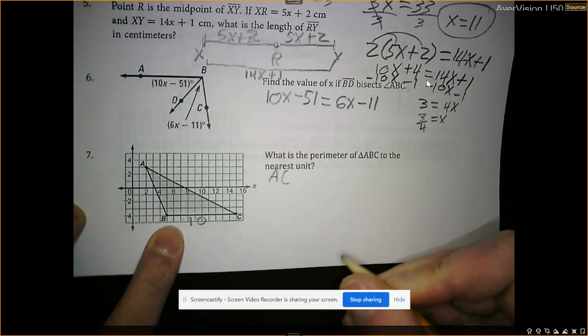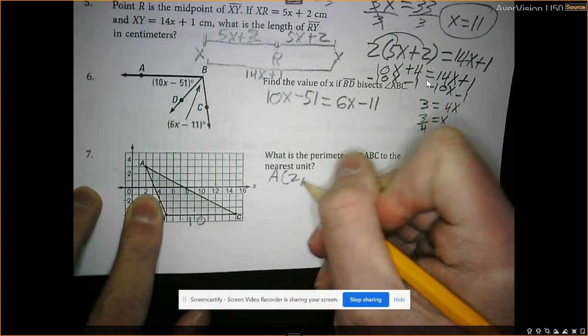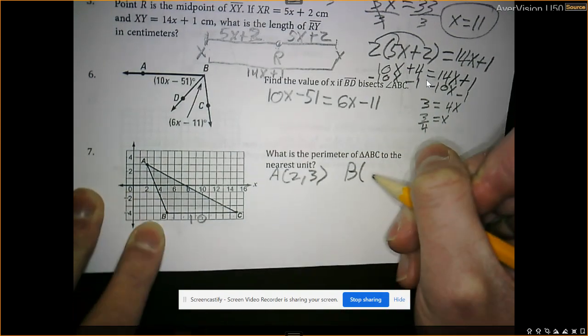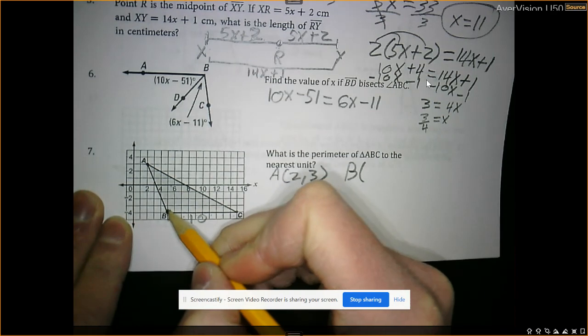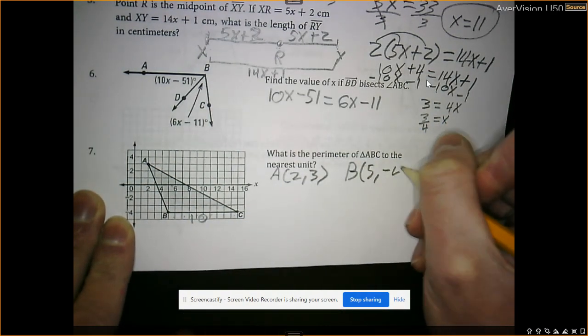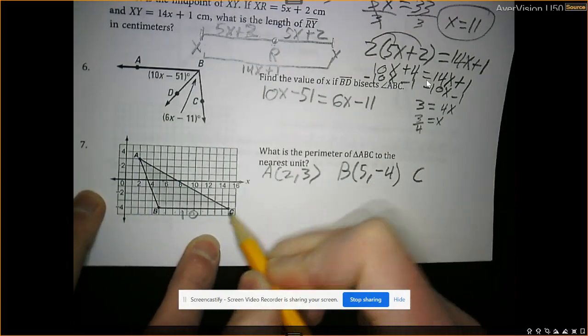I guess we can list those. I'm not going to do the distance formula again because I did it in number 1, and it gets repetitive. A is at 2, 3. B is at 5, -4. And C is at 15, -4.